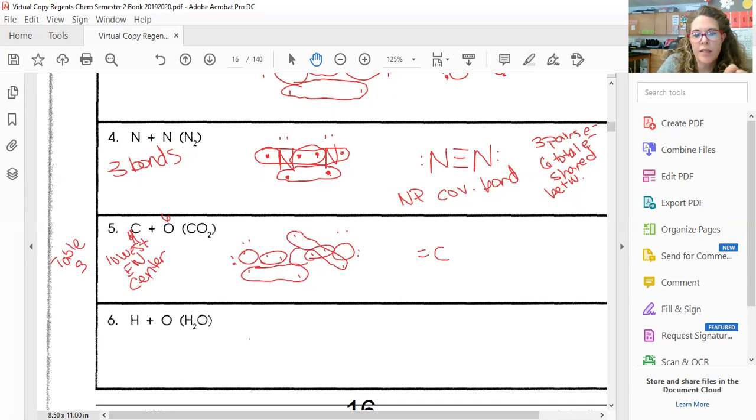I have 2 bonds to the right, to the oxygen. And then remember, I still have those 4 lone pairs. So lone pairs, those are my 4 lone pairs. And this is my carbon dioxide molecule.